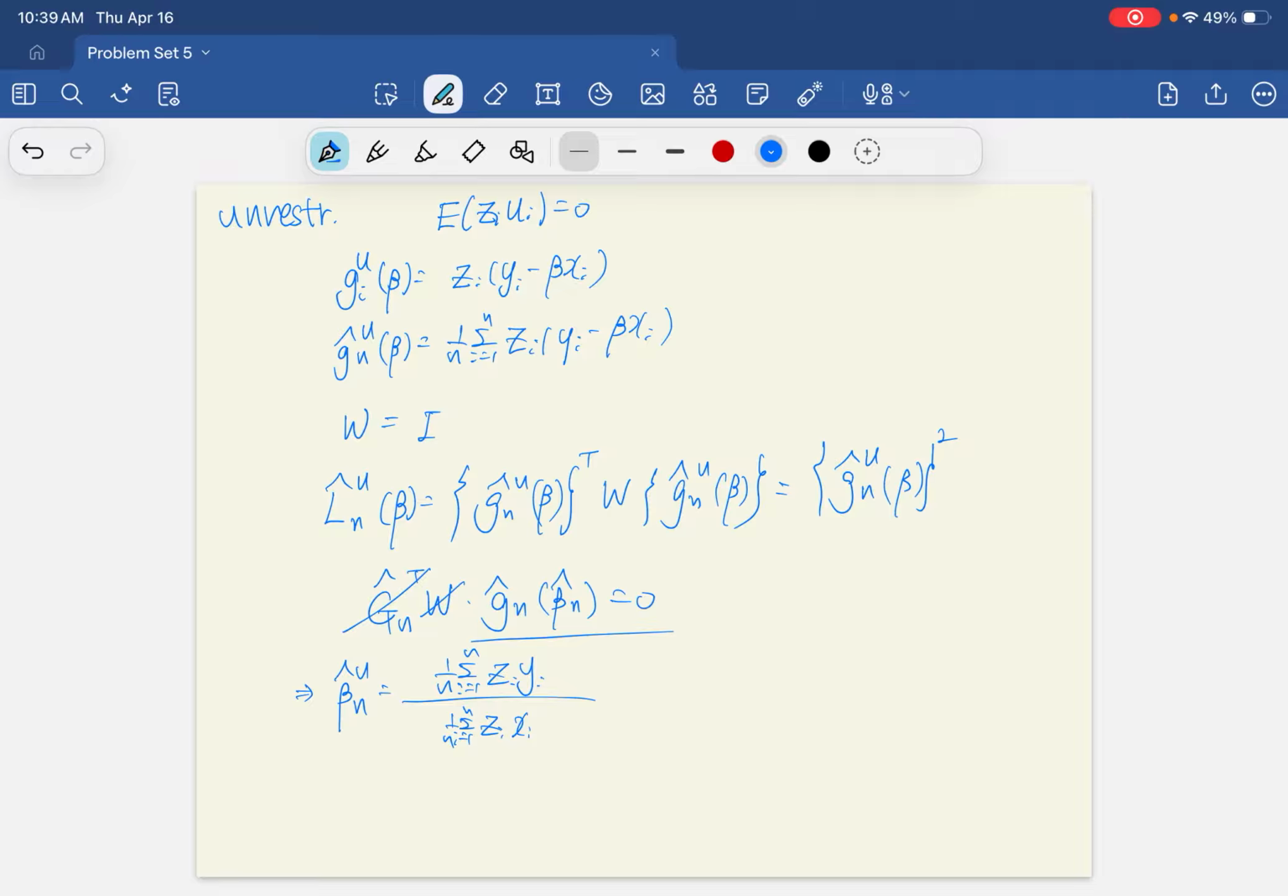Also, it might be helpful later if we define the influence function now. The influence function originally looks like (G transpose W G) inverse G transpose W, times the moment function at beta 0. This was the influence function, but in our case, it is simply the expectation of ZiXi in the denominator, and in the numerator ZiUi is the influence function.